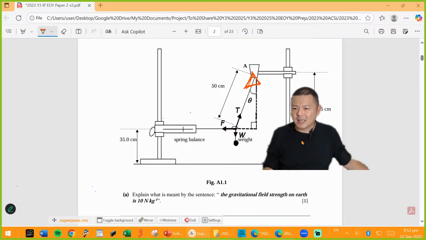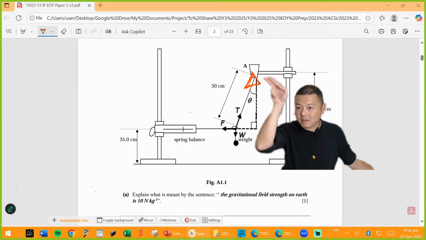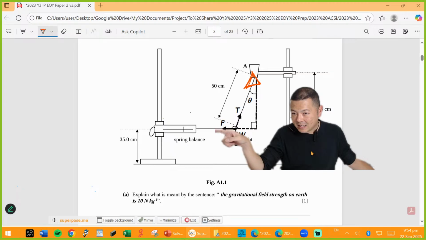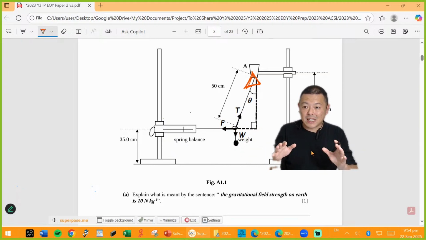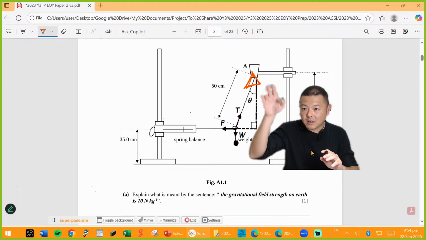Now you might be thinking, oh gosh, this looks really complicated, there's so many things going on. Filter all the unnecessary things out. What do you need to care about? Pivot is right here. Unknown force is there. W is here. These are the things that give you the moments. Don't have to consider the T. T is passing through the pivot.